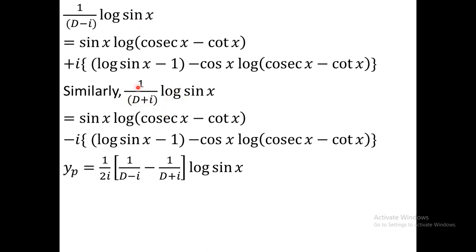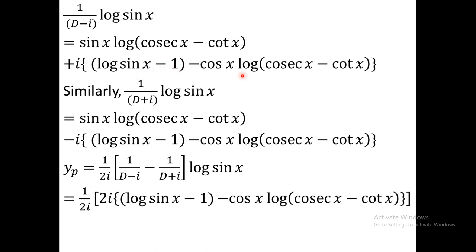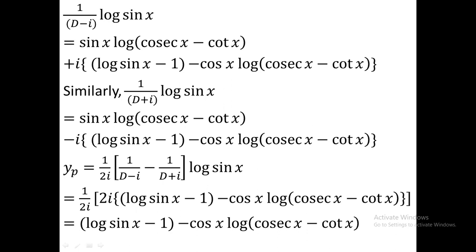If you subtract that from that, the real terms will be cancelled and the result will be 2i of that term. Because they have the same sign, when you subtract, those terms cancel, and minus of minus i means plus i, that is plus 2i of that. Therefore 1 by 2i into 2i of this result, the 2i cancels, so simply log of sin x minus 1 minus cos x log of cos x minus cot x. So this is the particular integral.